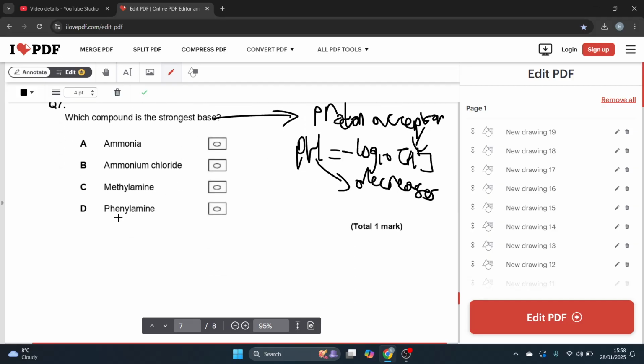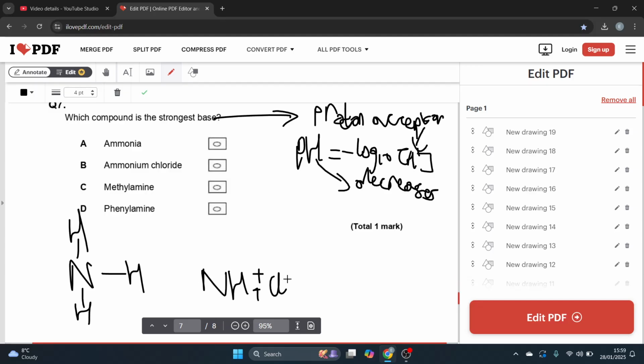So ammonia, NH3, ammonium chloride, NH4 plus Cl minus, methylamine, so it's going to be methyl group, CH3, which is amine. Methylamine formula.